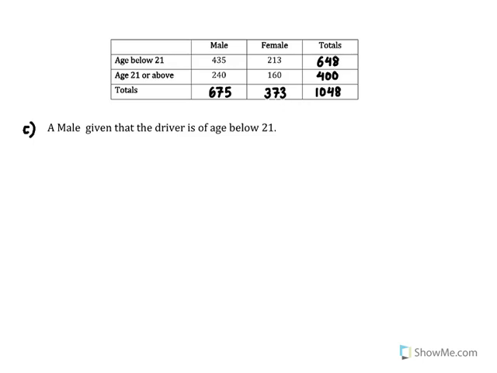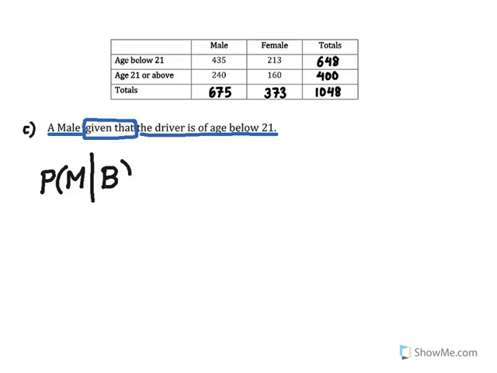In this one, we want the probability that we have a male, given that, so whenever you see given that, it's a conditional probability. Given that what? The driver is of age below 21. So how do you write this? You'd say, I want the probability of a male, given that, you put this vertical line to say given that, the driver is of age below 21, and we said that we use B for below 21. So this is how you write it mathematically.